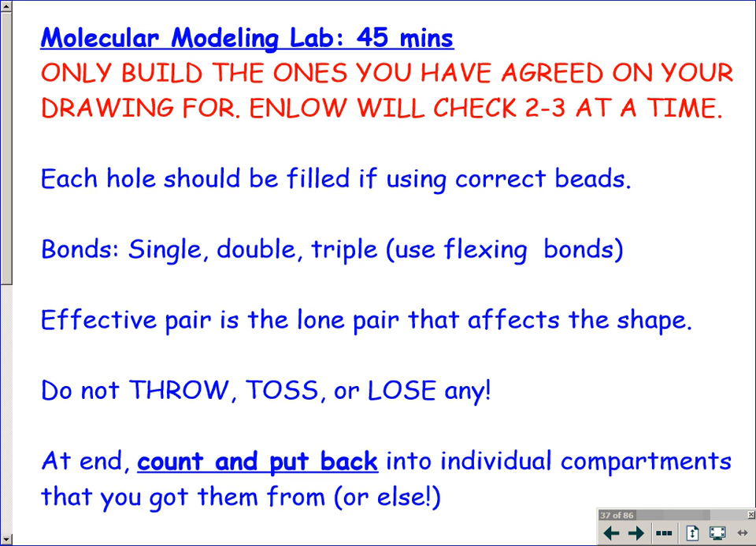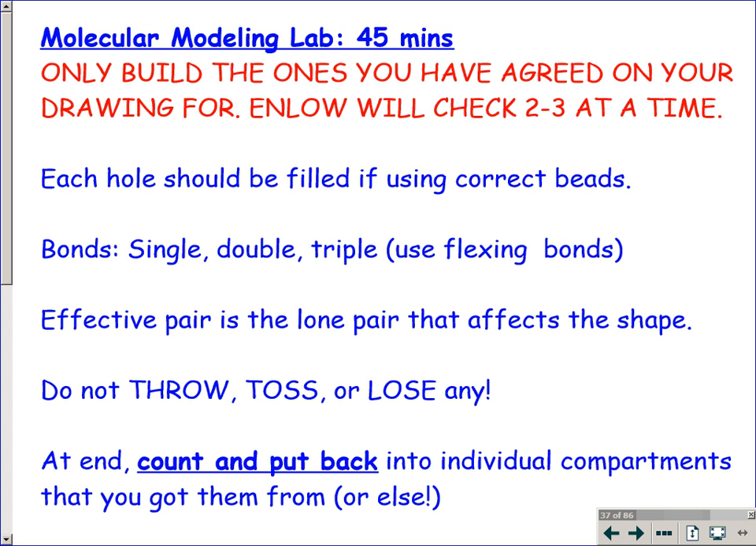Each hole on the middle central bead should be filled either with a bond or it can be left open to represent the lone pair. Don't put those little teeny tiny white things in there because they are so hard to get out, right? I tried that yesterday. It's not fun. If you have a single bond, use the short stubby ones. If you have a double or triple, use those flexible ones. And then don't throw them and lose them. I just found a piece for my last class, so put this back in the box. Try to make sure things go back in the boxes they came from.